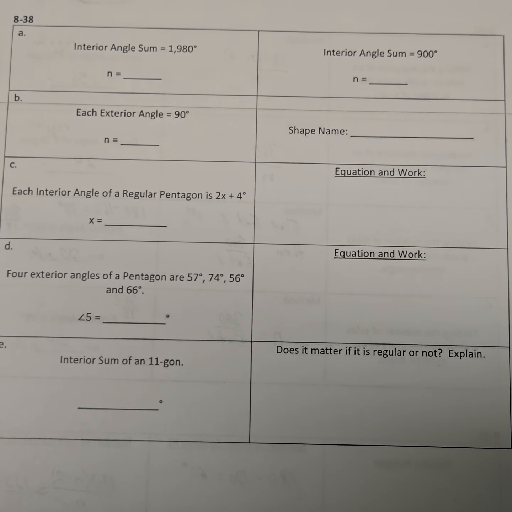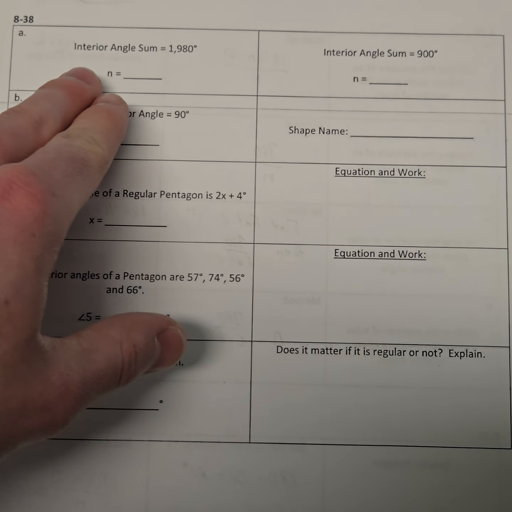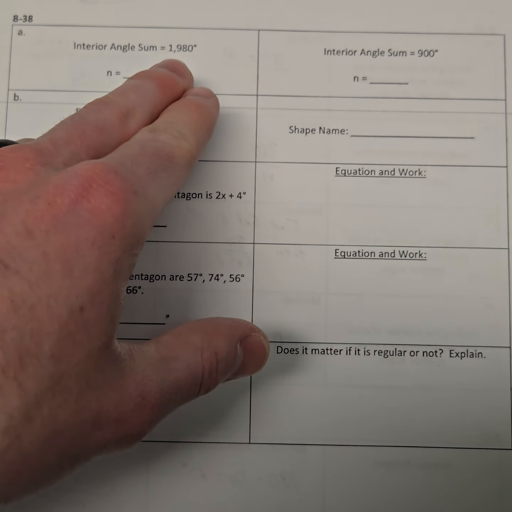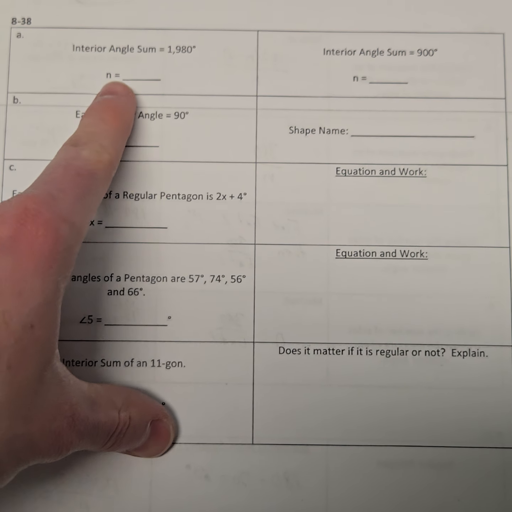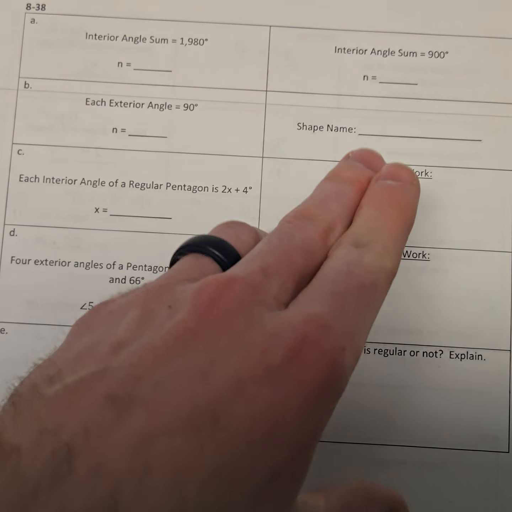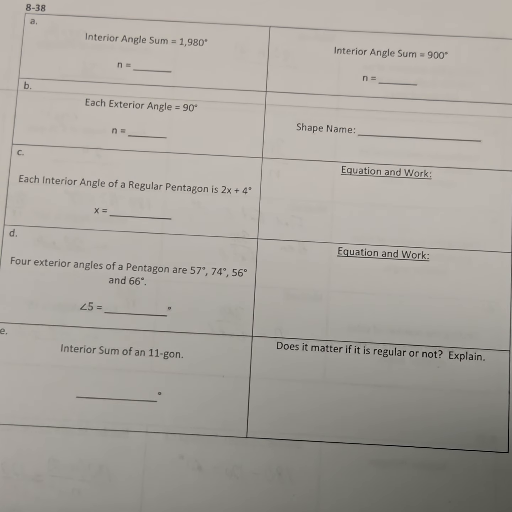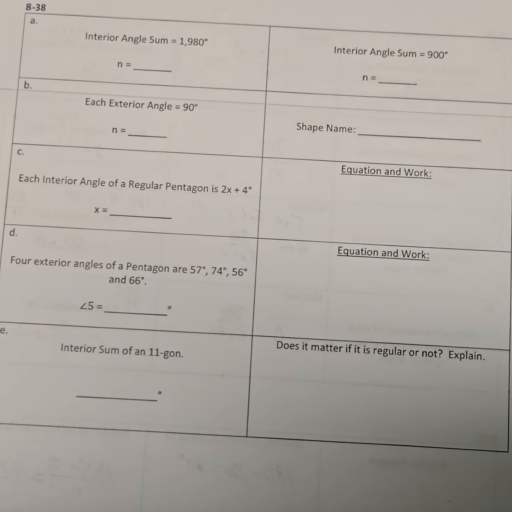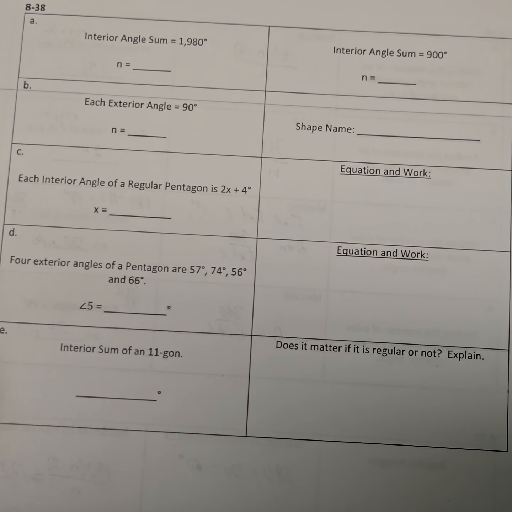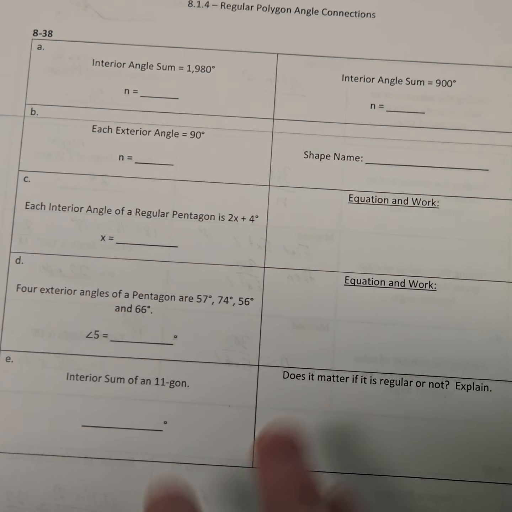For each one, it says what I want you to find. So the interior angle sum is 1,980, and it wants you to find the number of sides. And I will say, if it doesn't say it's a regular polygon, I would assume that it is a regular polygon, just for this lesson. Normally they would say that, but we kind of messed up a couple times on this lesson. So try these out, and then I'm going to run through very quickly how to do these. All right, pause the video.